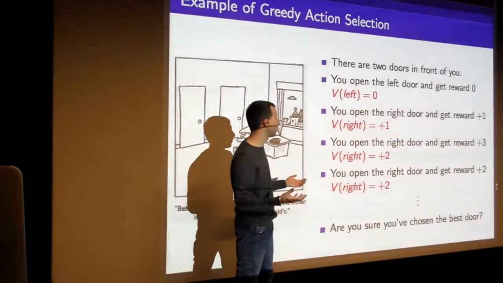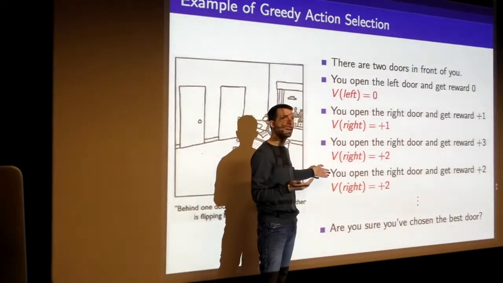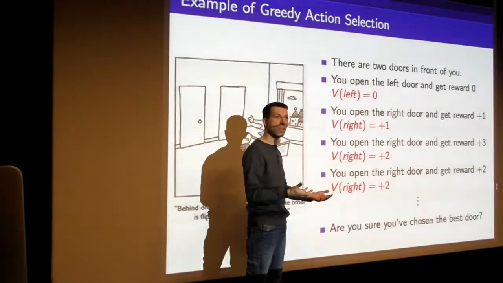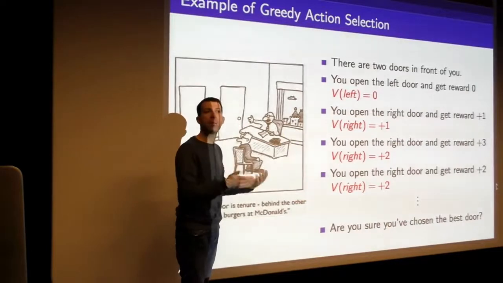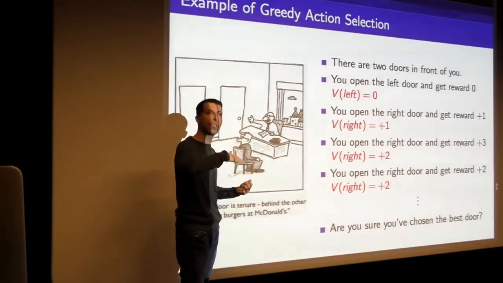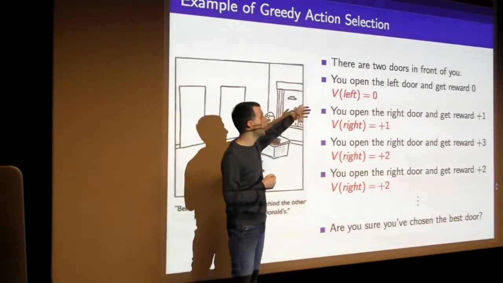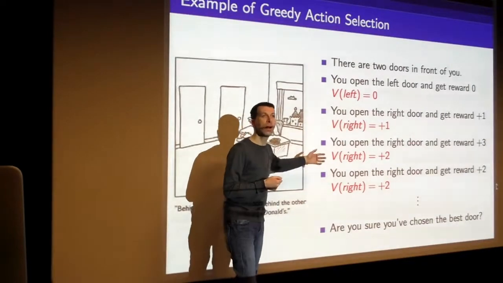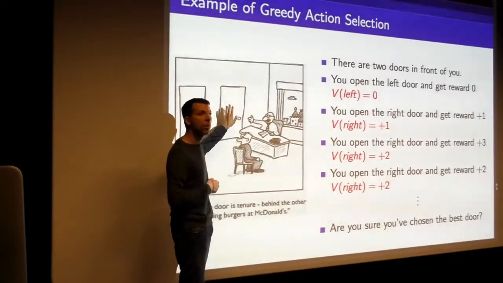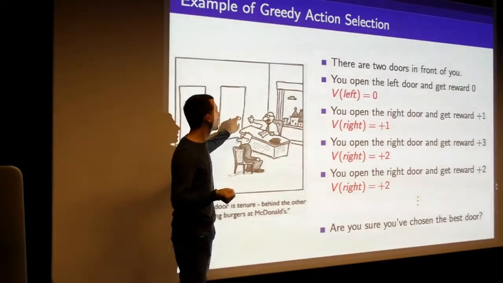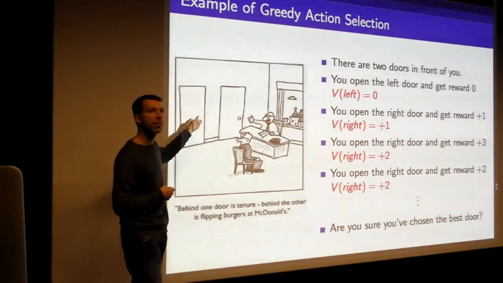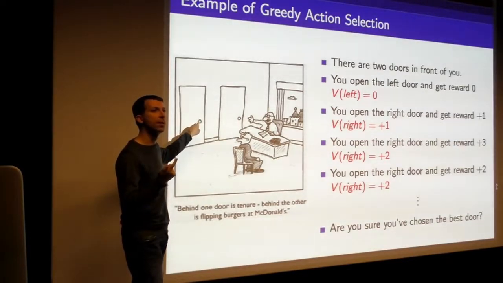Maybe you get a reward of +2 again. And now you've got a mean of 2. So you'll open it again. And then maybe your mean is just going to fluctuate a little bit around 2. Let's say you always get a reward between, say, 1 and 3. You'll keep on opening this door forever. And the problem is that actually we don't really know what the value of the other door is. We've only tried it once.